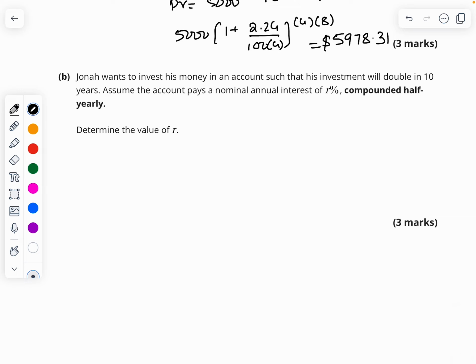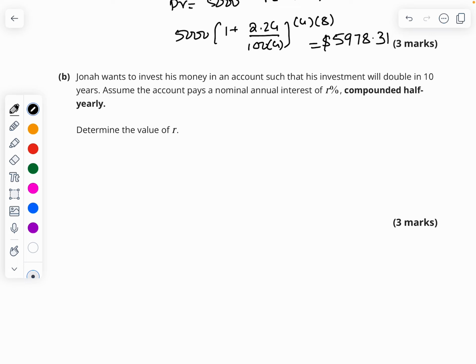Jonah wants to invest his money in an account such that his investment will double in 10 years. Assume that the account pays a nominal interest rate R% compounded half yearly. Determine the value of R.